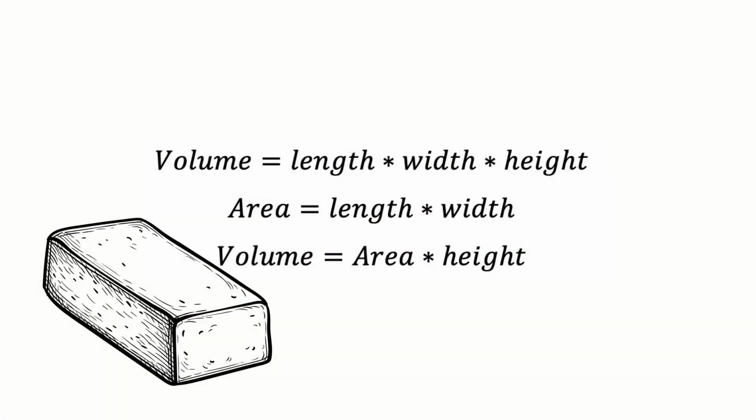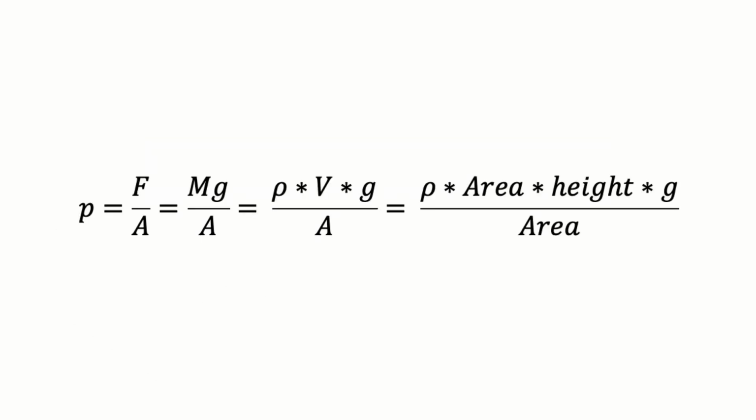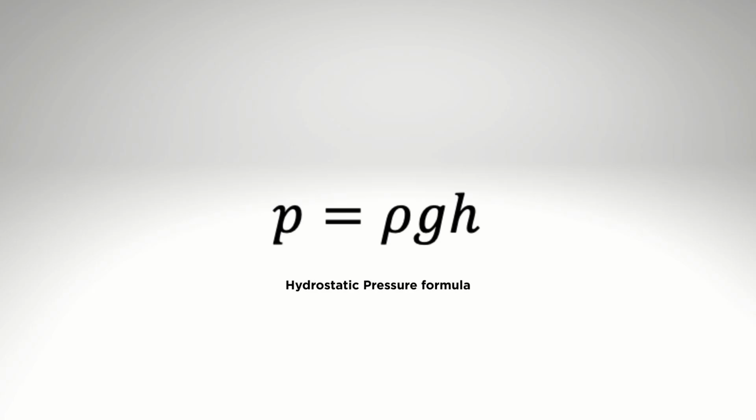But wait! Volume equals length times width times height, and area equals length times width. Then volume must be area times height. Therefore, pressure equals density times area times height times gravitational acceleration over area. Can't you simplify that? Aha! You're a genius. Congratulations, you invented the hydrostatic pressure formula.